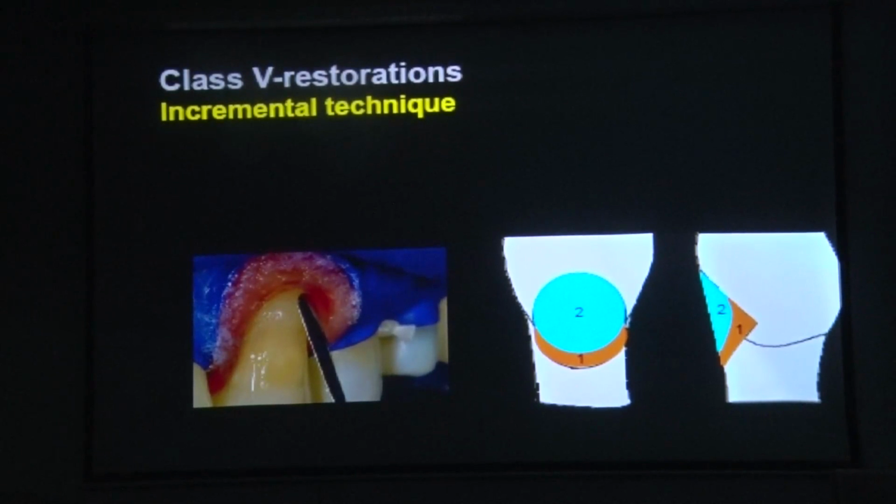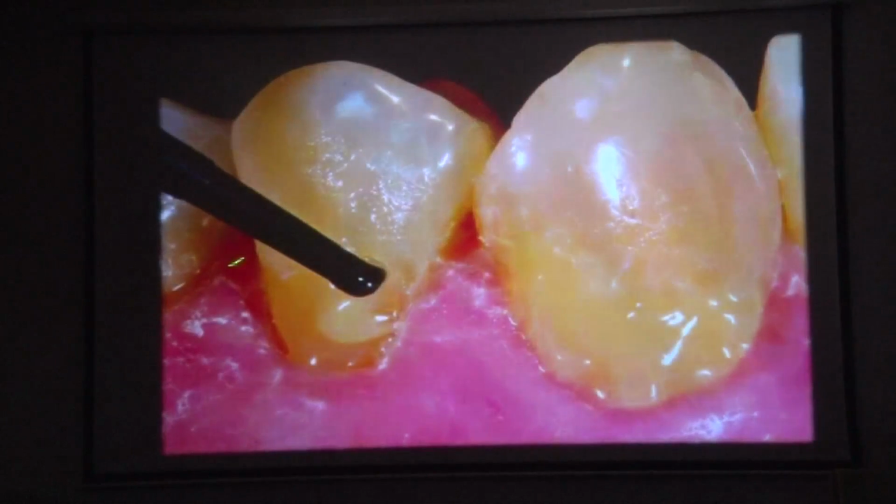Whenever you do a posterior or a class 5, if you have the buccal and lingual wall, never connect two walls. The moment you connect, the cusps are going to be pulled in, and the patient has post-op sensitivity. So build wall by wall. If you are doing a posterior composite, build cusp by cusp. So keep some free space around the increment. That's the trick.